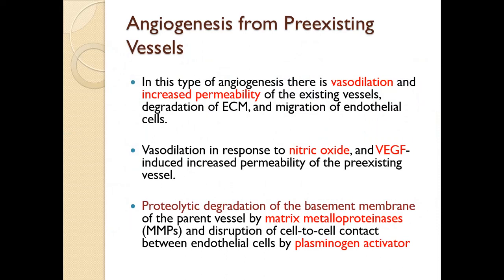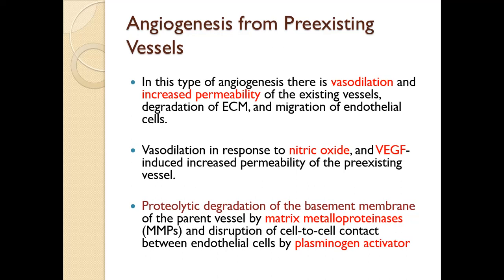Angiogenesis from pre-existing vessels: whenever a stimulus is received, for example in the form of hypoxia, a cascade of angiogenesis will commence. First, there will be vasodilatation and increased vascular permeability of the existing blood vessels. Then the extracellular matrix of these vessels will be degraded, and the endothelial cells will start migrating towards that angiogenic stimulus. Nitric oxide will cause vasodilatation, while VEGF will lead to increased permeability. The basement membrane of the parent vessel will be degraded by matrix metalloproteinases, and the plasminogen activator will break down the junctions that hold the endothelial cells to one another.